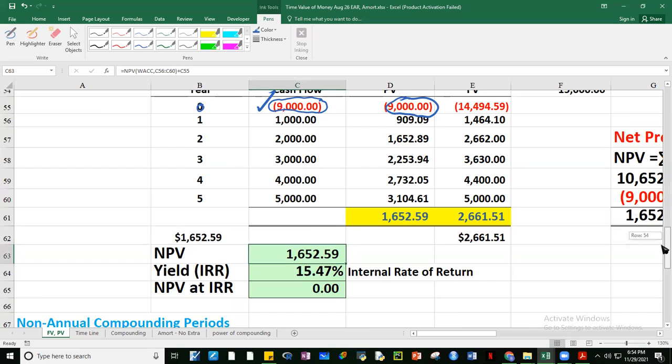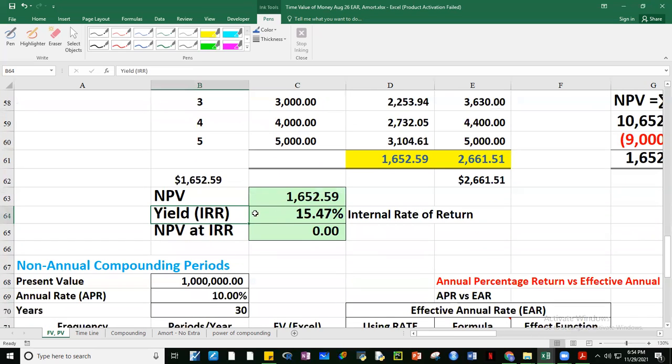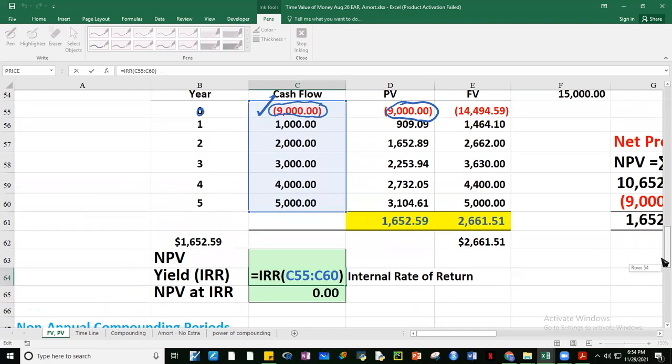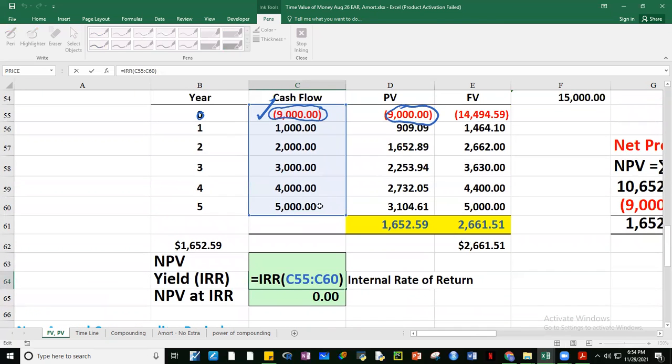So aside from NPV, meron pang isang measure, yung IRR. And si IRR, straightforward yung formula niya. It's simply IRR, tapos sinama natin lahat ng cash flows, including year 0. So dito tama si Excel dito sa computation ng IRR, and the answer is 15.47%. Okay, so anong ibig sabihin ng IRR? This is the return of the project.